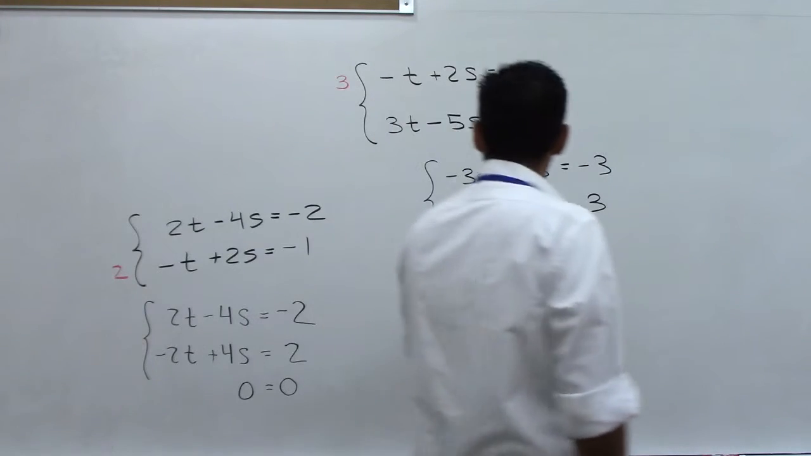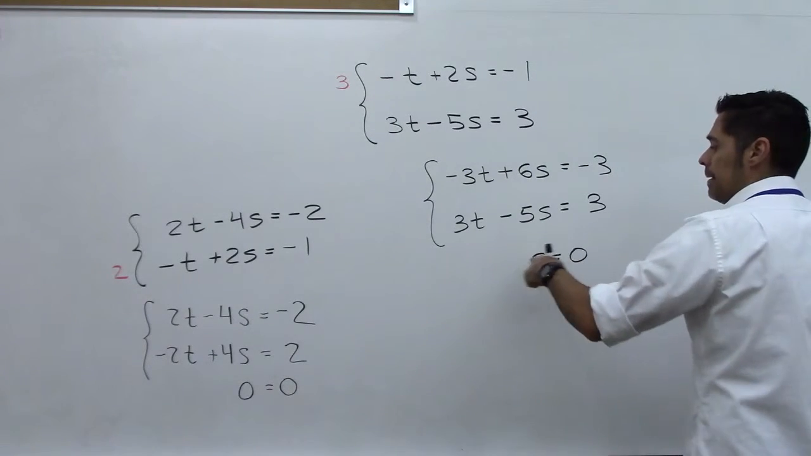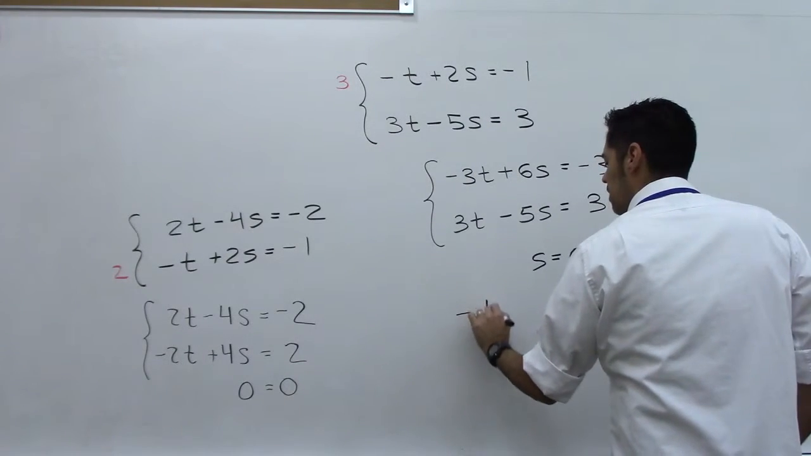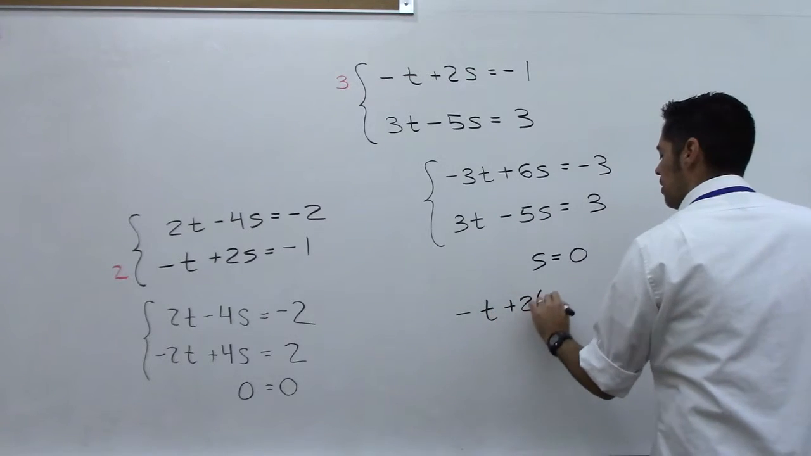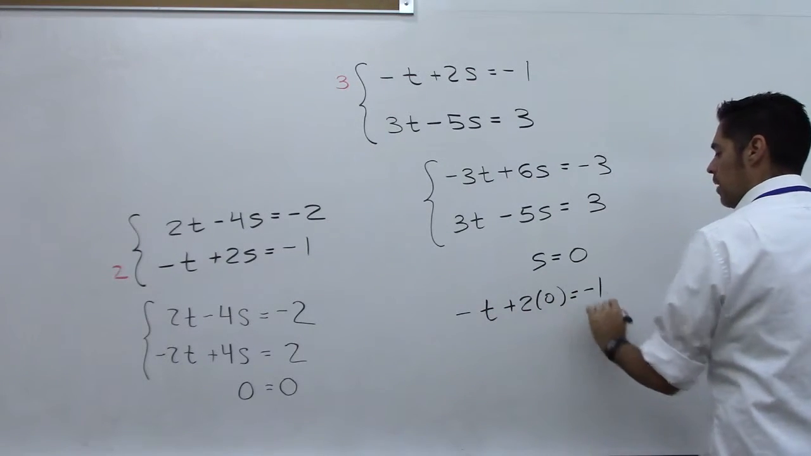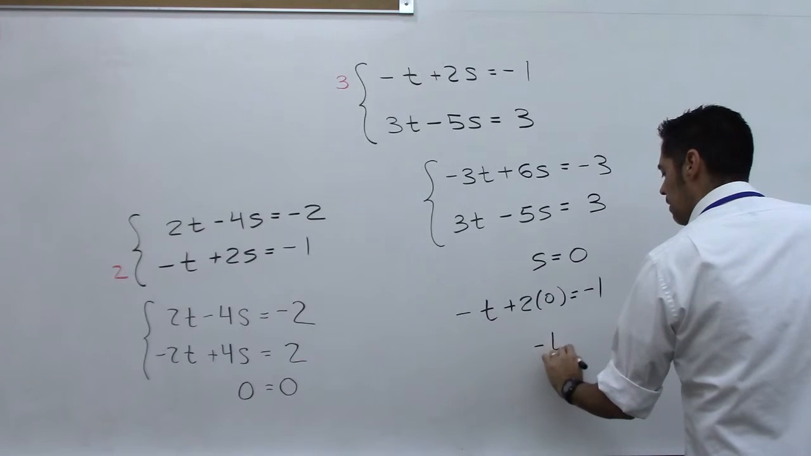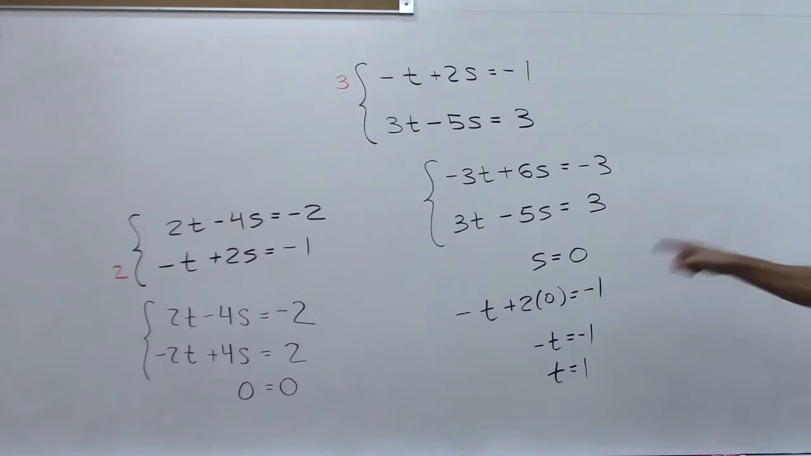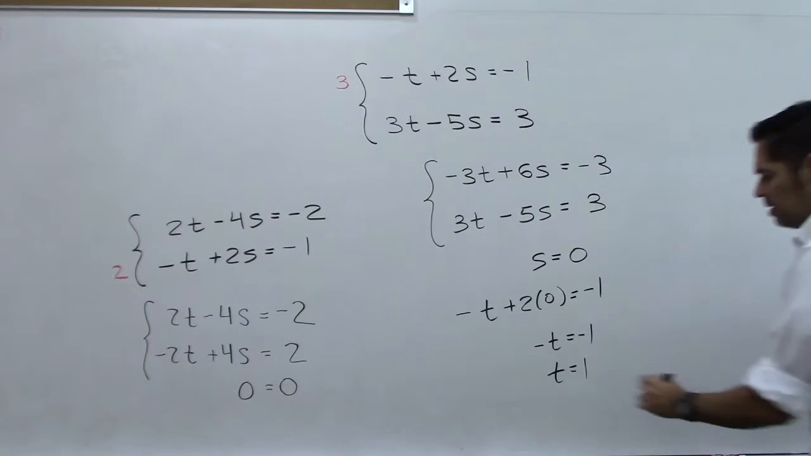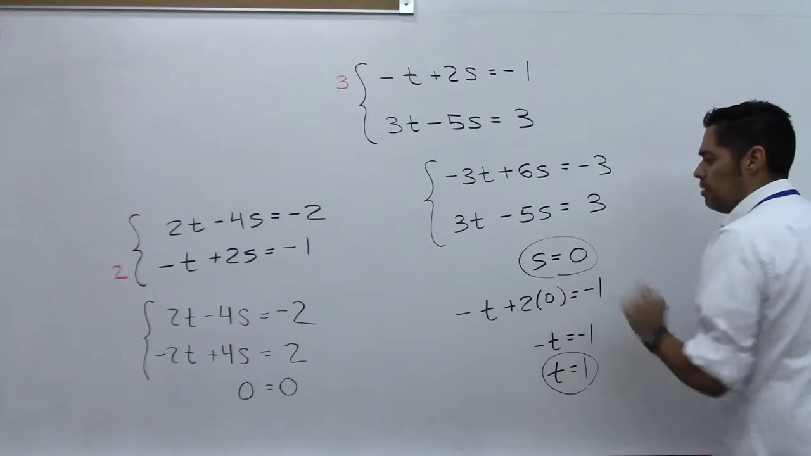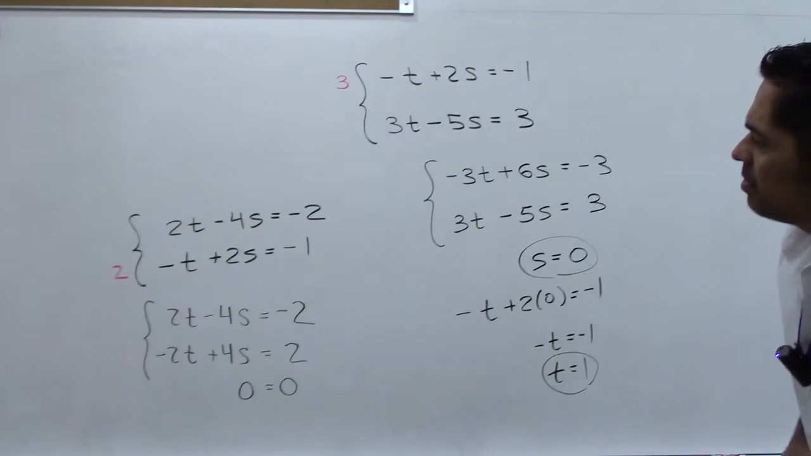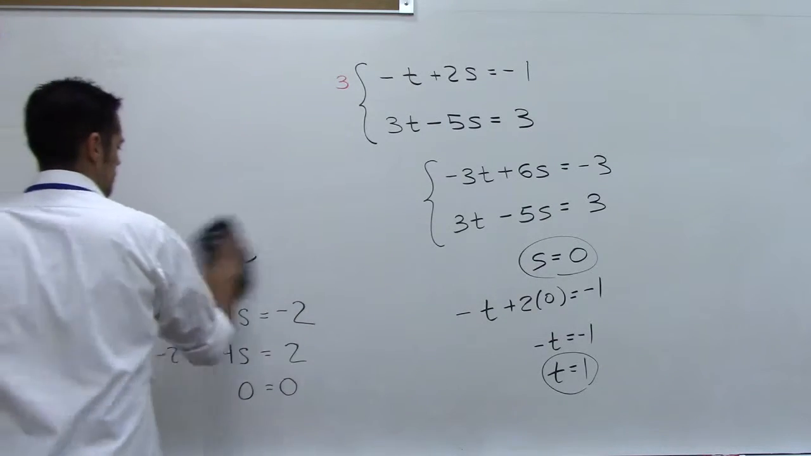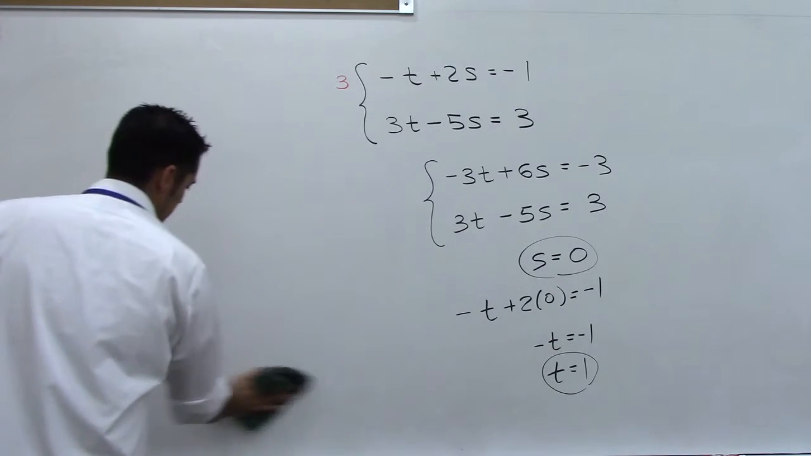So if s is 0, now I can go back and plug it into either one of these. Let's take that first equation up there. Negative t plus 2 times 0 must equal negative 1, which means that negative t must equal negative 1, which means that t must be 1. So this is what I think is going to work. I think t is 1 and s is 0 should make these two lines intersect. However, we need to check it.